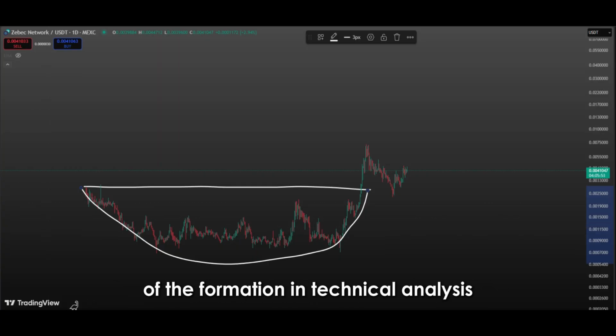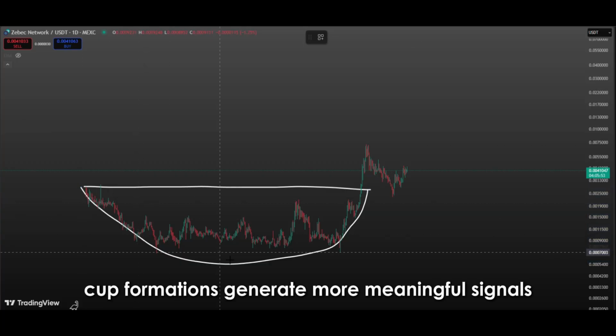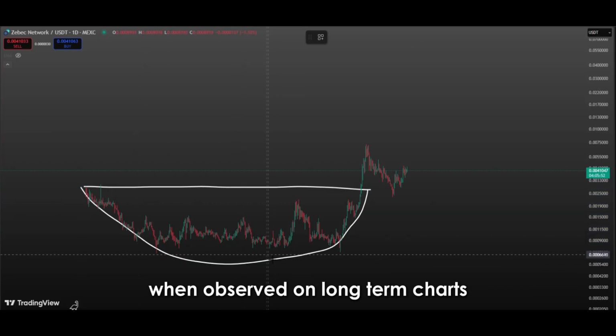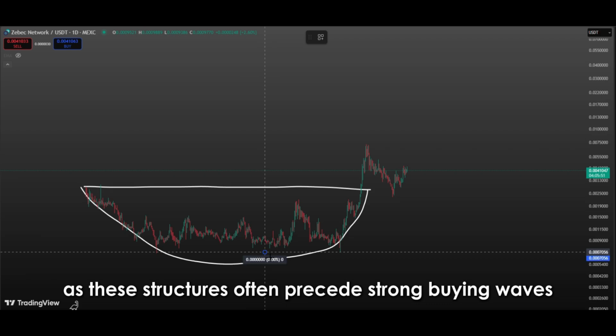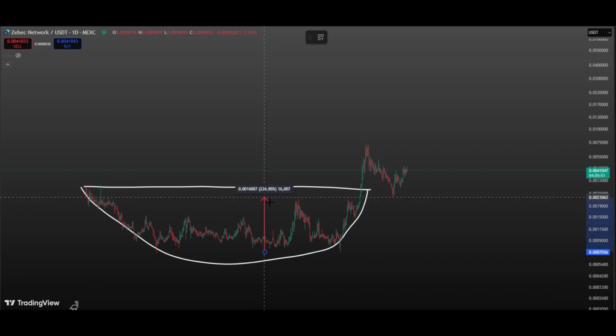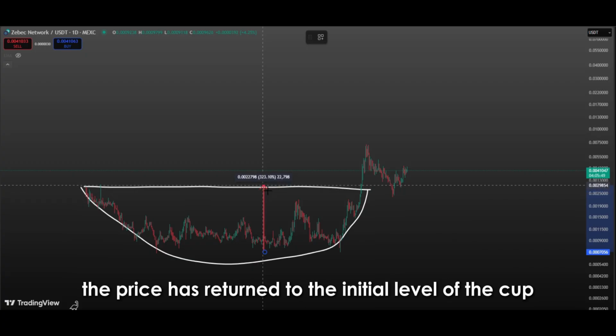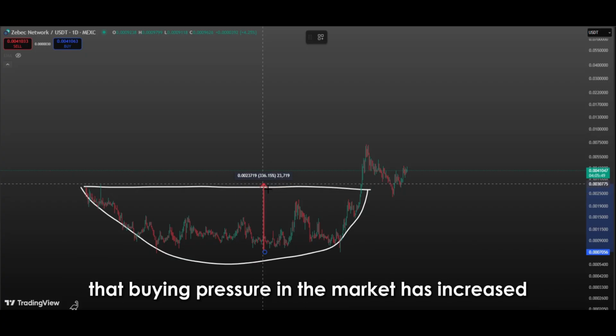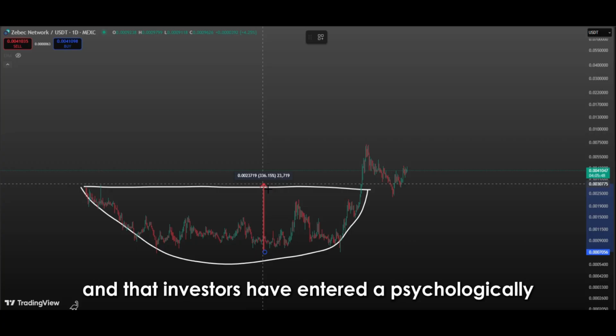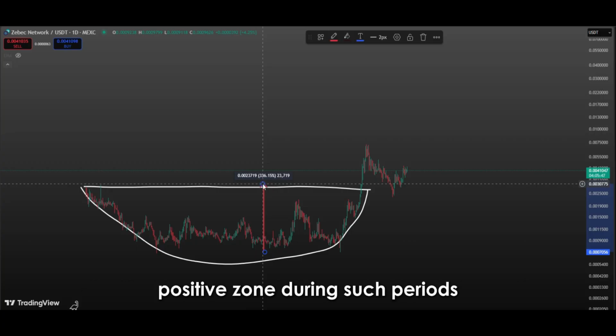In technical analysis, cup formations generate more meaningful signals when observed on long-term charts, as these structures often precede strong buying waves. The completion of this cup formation, meaning the price has returned to the initial level of the cup, indicates that buying pressure in the market has increased and that investors have entered a psychologically positive zone.